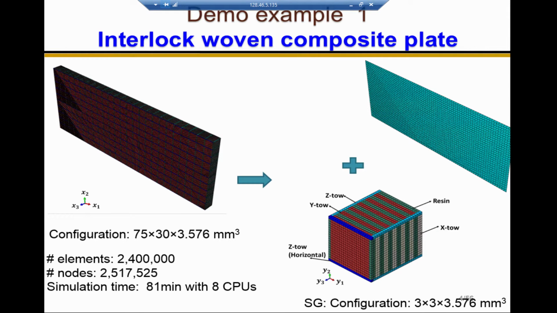Now let me present an example of using the Abaqus-SwiftComp GUI to conduct the multiscale analysis. The example is an interlock woven composite plate. The whole structure is quite complicated. However, the plate is composed of repetitive cells in the in-plane directions, and the thickness is much smaller than the dimensions in the two other directions. Therefore, we can simplify the problem as a plate with the right plate stiffness matrix obtained from the SG homogenization analysis. In this example, the SG is 3D.